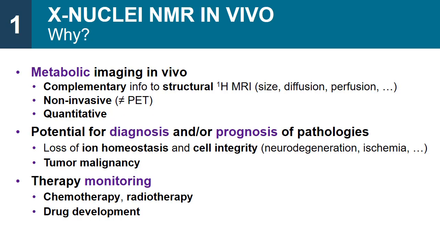So why do we want to do X nuclei? Proton imaging gives very nice structural information on the tissues, but we miss a lot of metabolic information. So maybe we can use some other nuclei than proton to detect this with MRI. And we can try to do it in a non-invasive way, different compared to PET, for example. We don't need to inject radio tracers. And if possible, let's try to be quantitative.